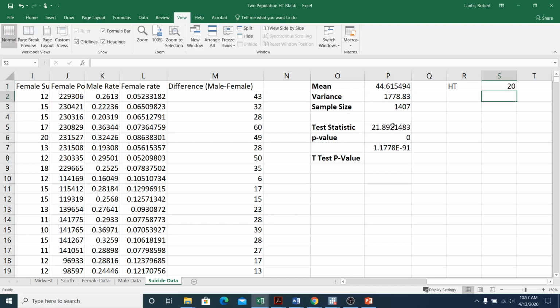So I'll hit enter there. I still have a test statistic of 21. These are still essentially 0. Is that difference in male and female suicides on average across counties greater than 40? Okay, now I start to get a little bit smaller p-value, but it's still what? Let's move this decimal 5 spots, so 0.00004.